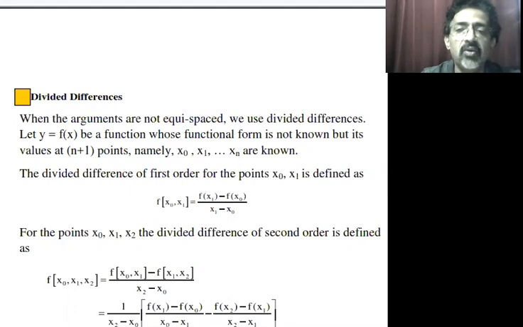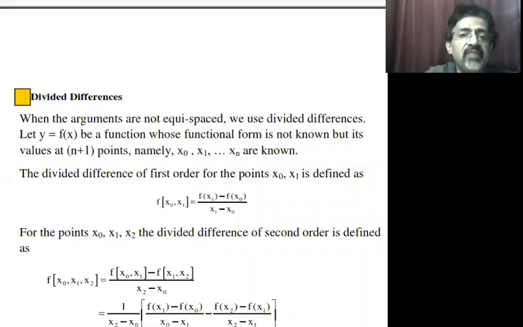Here what we do is we find out the normal differences, either backward or forward. We divide that by the difference between the arguments also. That is what divided differences are: the normal difference divided by the difference between the arguments, that is x i. So that is called a divided difference. We usually denote this by f of x naught, x1, f of x1, x2, like that.